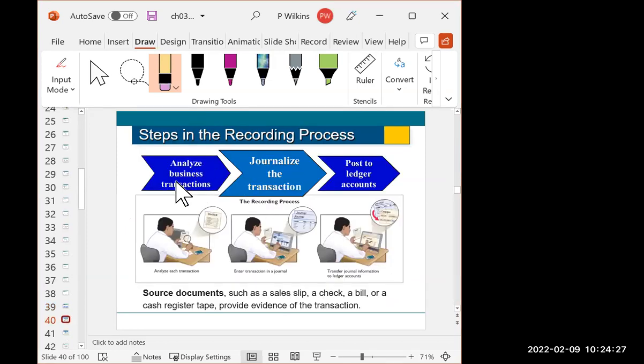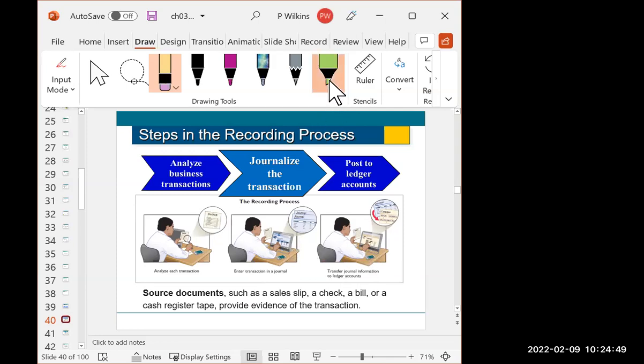So this is just saying here, you analyze the business transaction. So you're looking at what it is you're getting. Is it an employee time card? Is it an invoice? Is it a note for a loan? What is it that you're getting? You figure it out, and then you journalize it. You put it into the journal, and then you post it to the T account, okay?